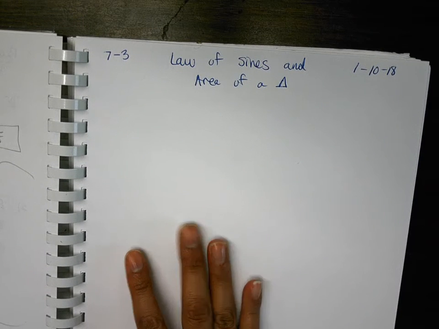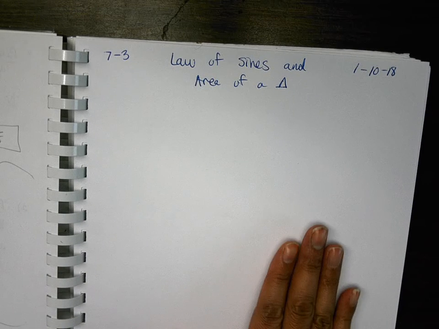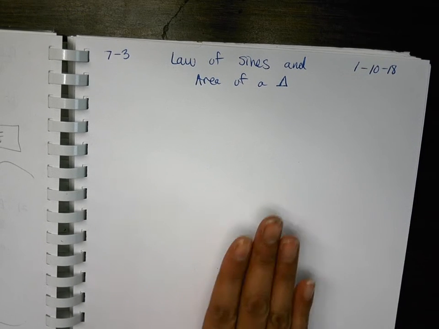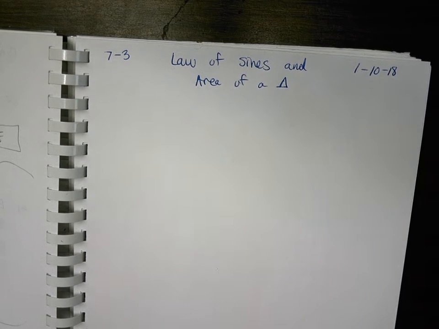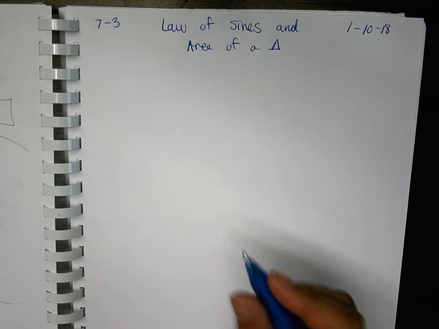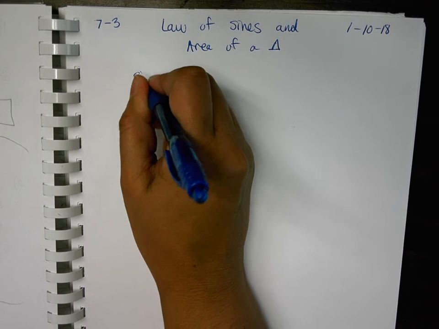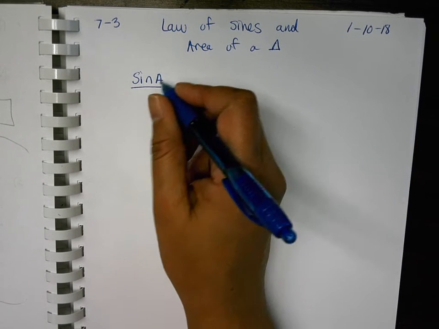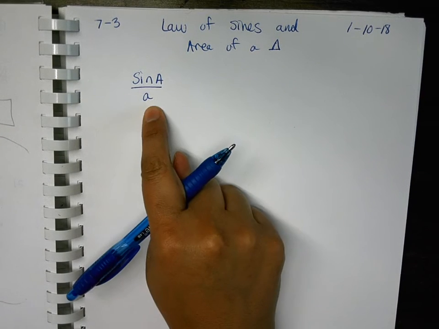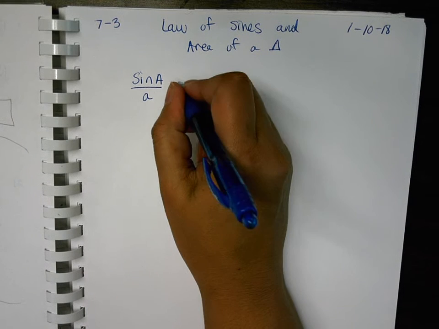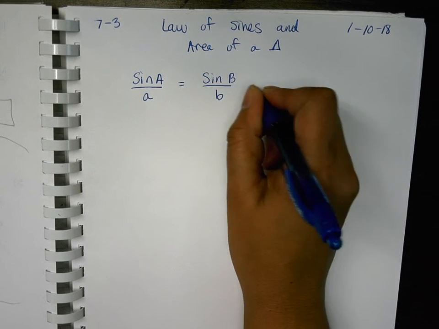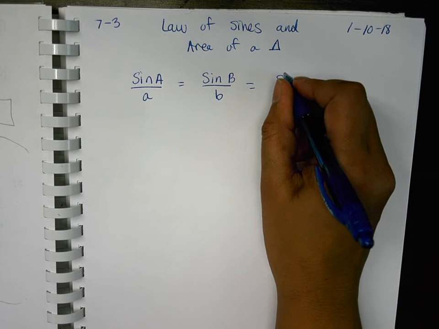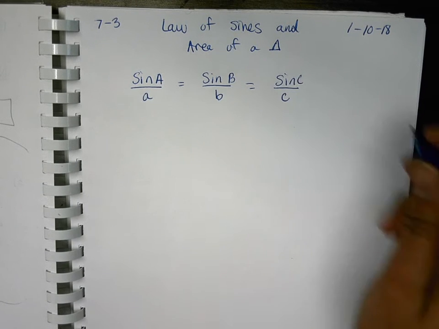Now, when you're doing opposite over adjacent and opposite over hypotenuse, that type of stuff is only for right triangles. But law of sines is a little different. So let me show you how to do it. First off, the formula looks like this. Let's just write it down and I'll explain. Sine of A over little a, and little a stands for side A, equals sine of B over little b equals sine of C over little c.